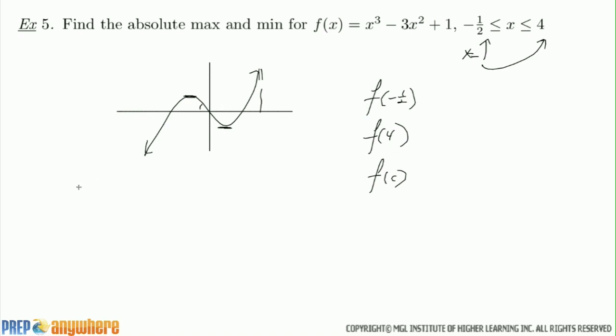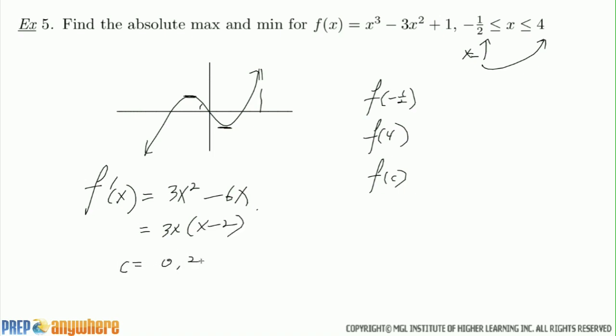We need to find the derivative to find the critical values. Yes, so that's the first step. So the critical numbers are 0 and 2, which means we need to find f at 0 and f at 2.